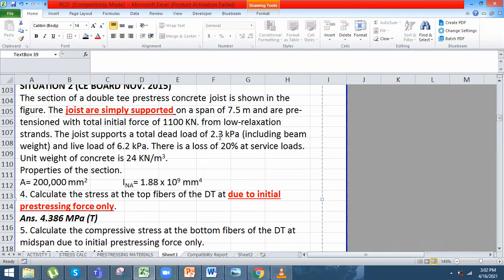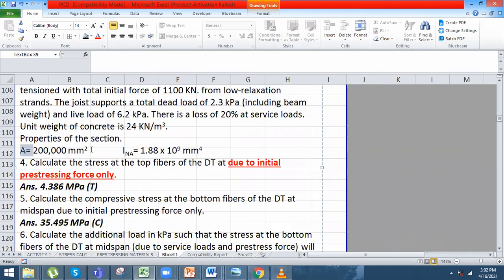The joist supports a total dead load of 2.3 kilopascal. So ito yung titignan nyo if it is including the beam weight or excluding the beam weight. So if the dead load that is given is said that it includes the weight of the beam, therefore no need more to compute for the dead weight of the beam. Rather, if it is not included, you're going to compute it. Next is live load 6.2 kilopascal. And it is said that there's a loss of 20% at the service loads. Unit weight of concrete is 24 kilonewton per cubic meter. So mabait siya kasi binigay na niya yung area at yung moment of inertia.